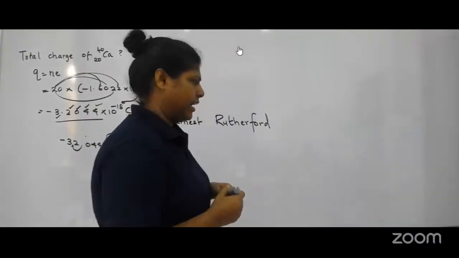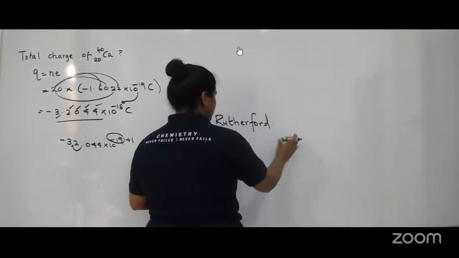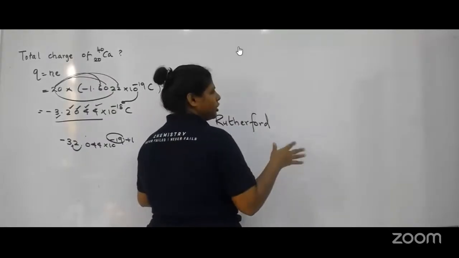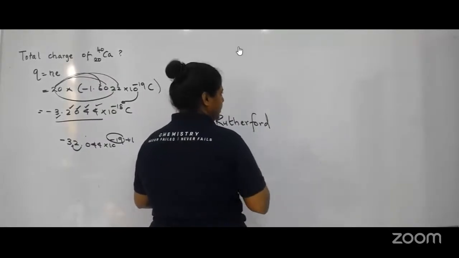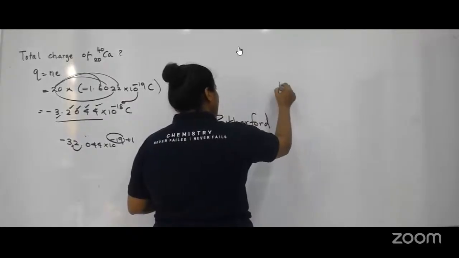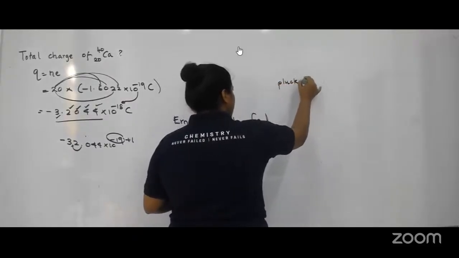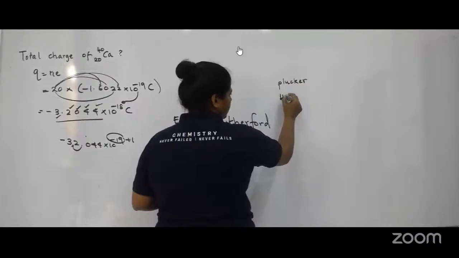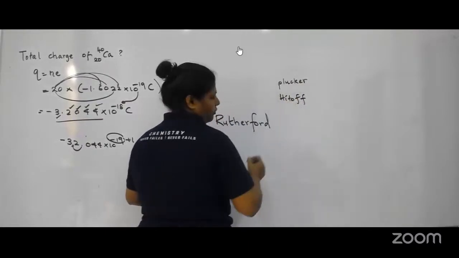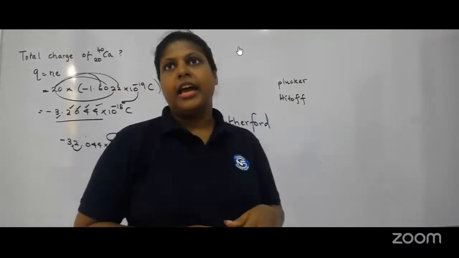Lugar and William Crookes, not only William Crookes, the discovery of cathode ray tubes was done by 3 people. The first one, William Crookes, then Lugar and Pitoff. Lugar and Pitoff. And J.J.